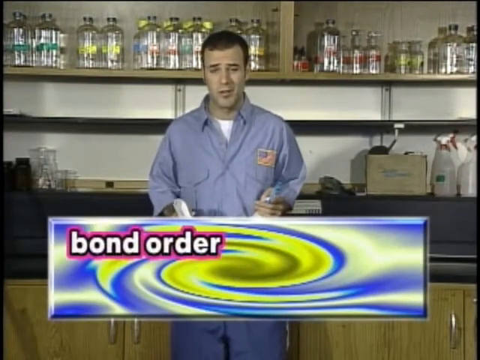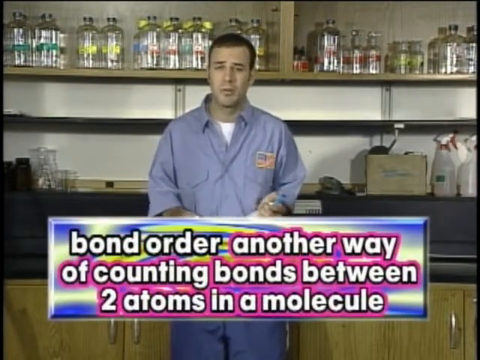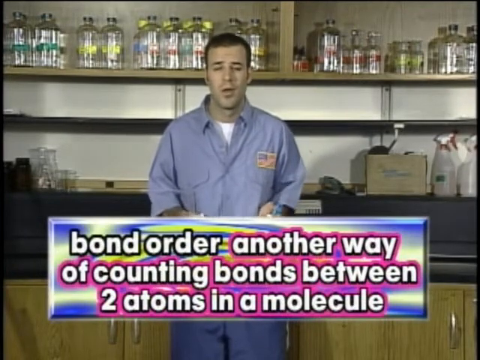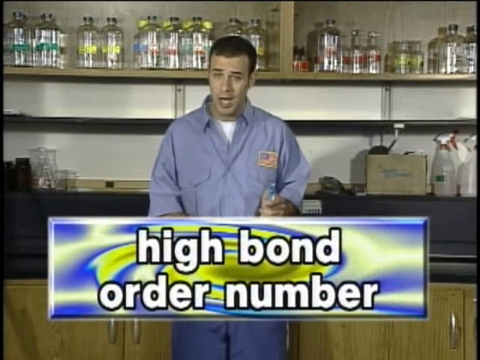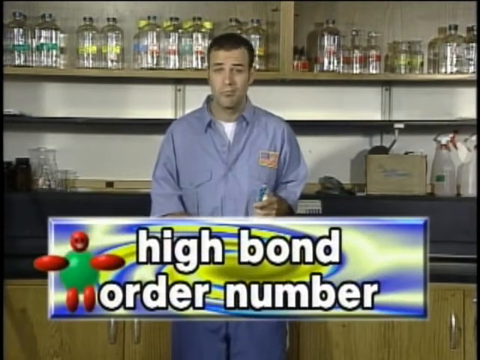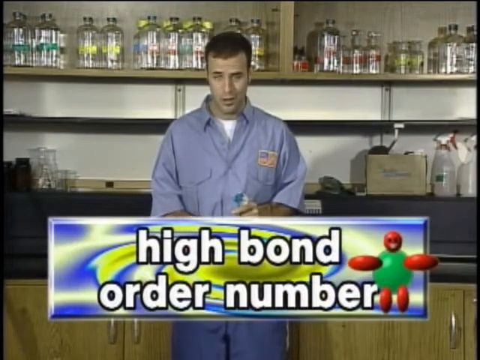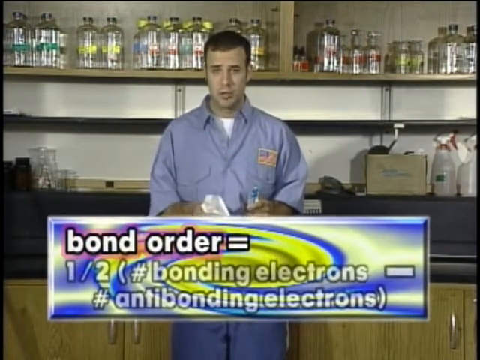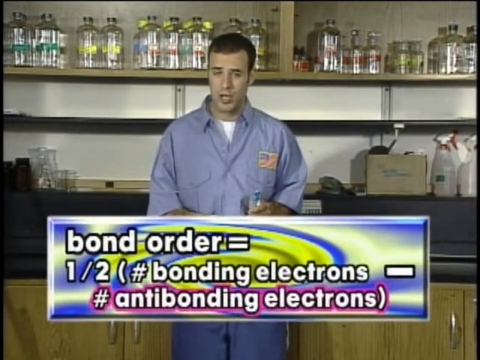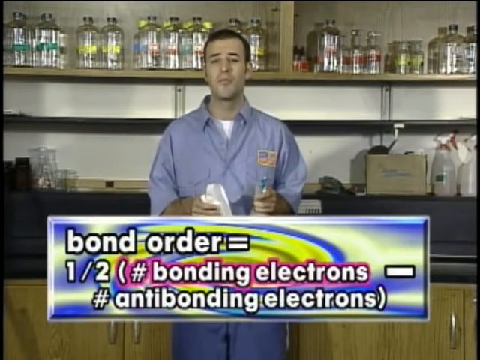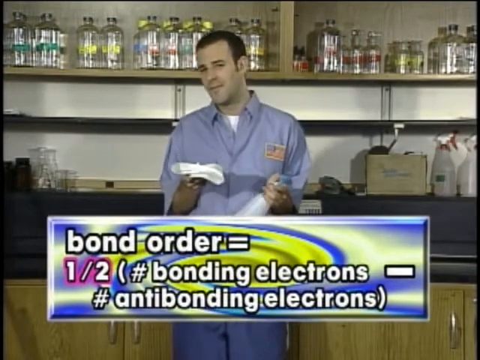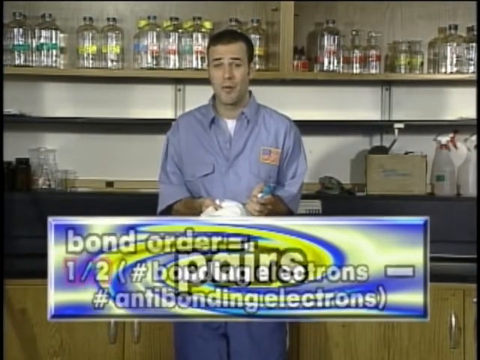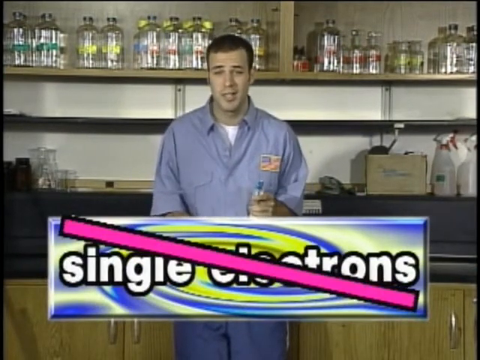In the molecular orbital theory, the term bond order refers to another way of counting bonds between 2 atoms in a molecule. More bonds make a more stable molecule, so a high bond order number indicates a molecule that'll hold together pretty well. To find bond order, subtract the number of antibonding electrons in the molecular orbital from the number of bonding electrons. Then divide that number in half. You divide it in half because you're counting the number of pairs, not the number of single electrons.